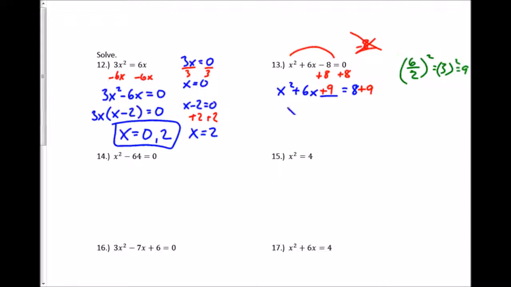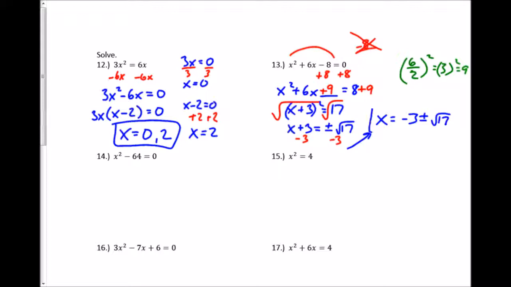And over here, this factors into an x plus 3 squared. This equals a 17. And now I can take the square root of each side. That gives me an x plus 3 equals plus or minus the square root of 17. And now I subtract the 3 from each side. And I'm going to leave my answer in this radical form. I'll have x equals negative 3 plus or minus the square root of 17. And that's it. And once again, you may use your quadratic formula for that one. If you do, you're just going to have to simplify a bit.